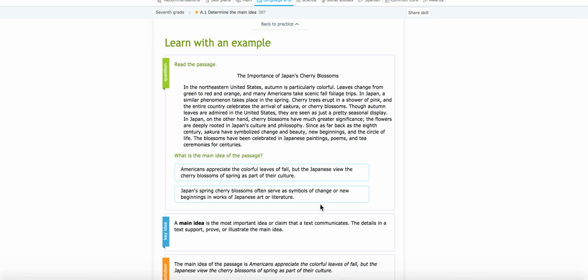Japan's spring cherry blossoms often serve as symbols of change or new beginnings in the works of Japanese art or literature. I think this is a detail that supports the main idea. I don't think this is the main idea.